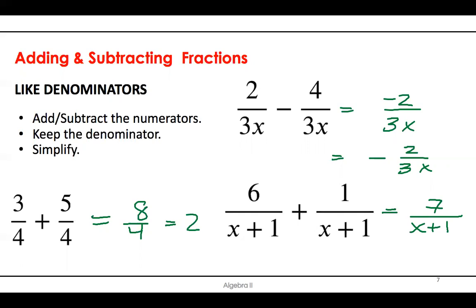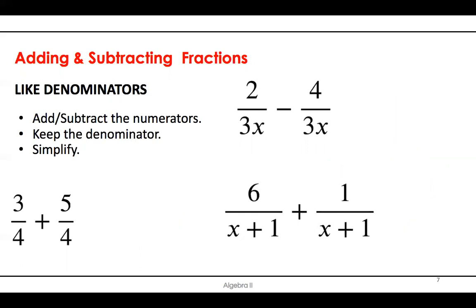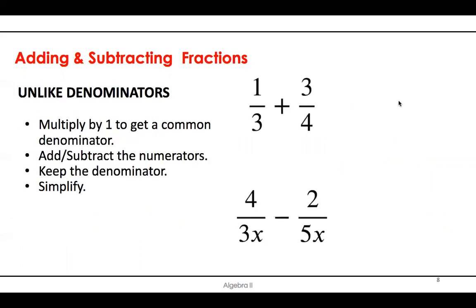All right, last slide for the day. If you have unlike denominators, take a second to write it, and then we will go over these two and we'll be done. Let me say that again. Multiply by 1 to get a common denominator, add or subtract the numerators, keep the denominator, simplify. Now, one looks different.